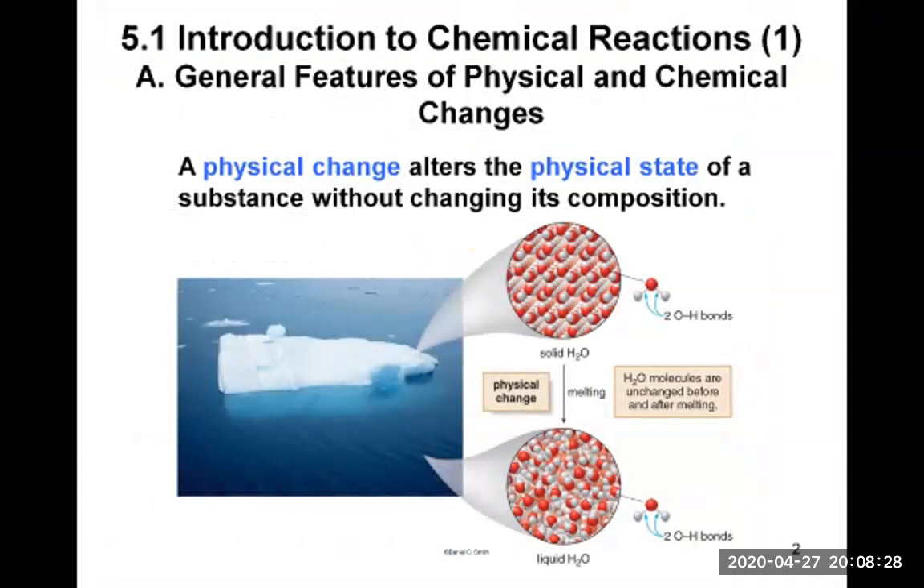So let's have a reminder of what is a physical change versus a chemical change. So a physical change alters the physical state of a substance without changing its composition. So this means you do not change the identity of the substance when it goes through a physical change. It is still the same substance before and after.